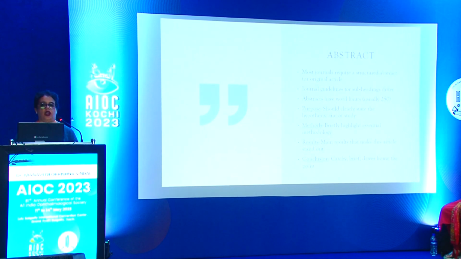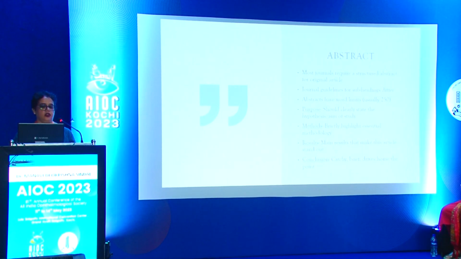Finally, you come to the abstract. Most journals for original papers require a structured abstract. The guidelines differ from journal to journal, but on average it's 250 words. Some of them have 350 words. And most of them have the description of purpose, methods, results, and conclusion.